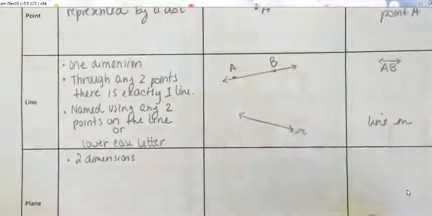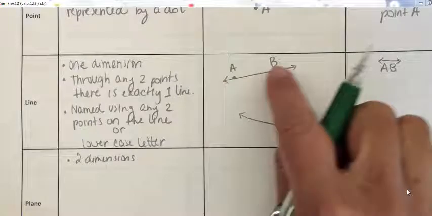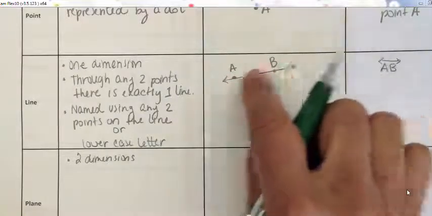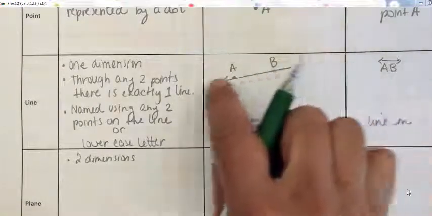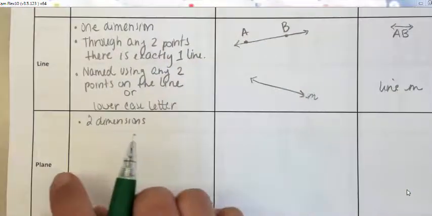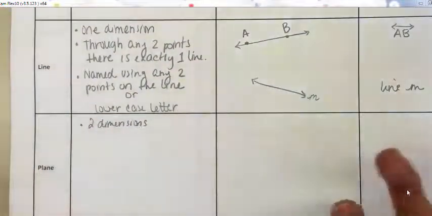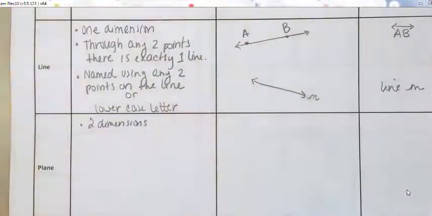Oh, and I should say that about a line too. A line goes on in each direction forever and ever and ever. So the length of this is infinite. Okay, the plane, like a piece of paper, but its length and its width go on forever. They're infinite.